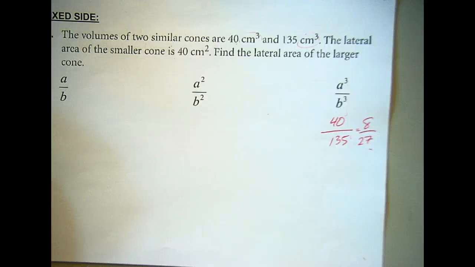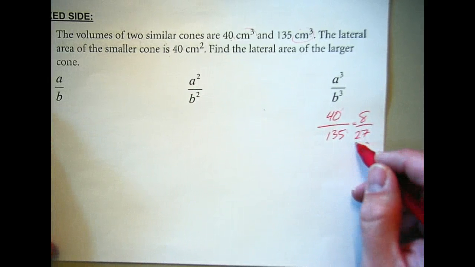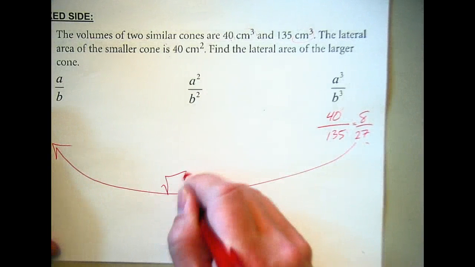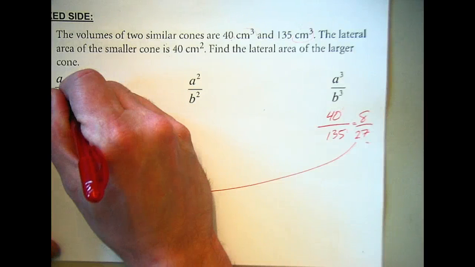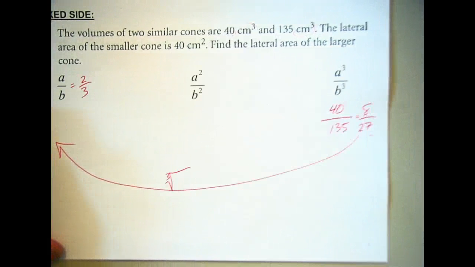You cube 8 and you get 2, and then you cube 27 and you get 3, so it's 2 over 3. Okay, so you cube root it, right? Yeah. Good, and that gives you a similarity ratio of 2/3. Good. And now what are we doing?